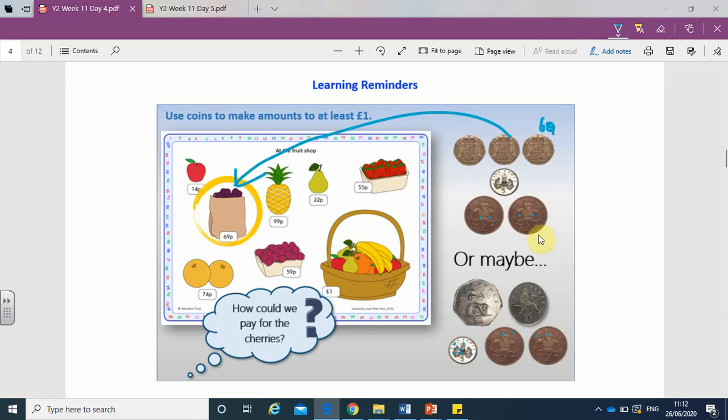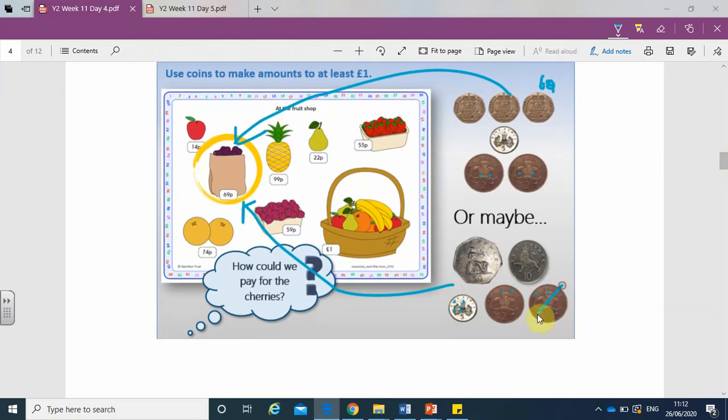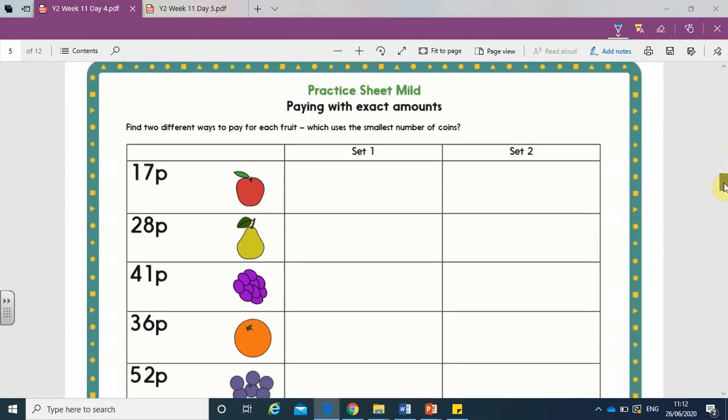So that was 69 there with all that. 69, 69. And really, it's just a different way to show you that they can make the same amount. There's loads of different ways. I could strike that out and put a 1 pence, and a 1 pence is just the same, but it's more coins.